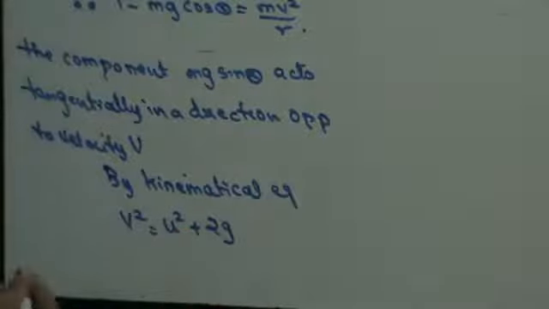Now we also have seen that an is h. So I can say by kinematical equation that v square is equal to u square plus 2gh, and g is negative, so minus 2gh. g is always considered as negative. Now, in that case, I can substitute this value of v square, let's call this equation 2, in equation 1.